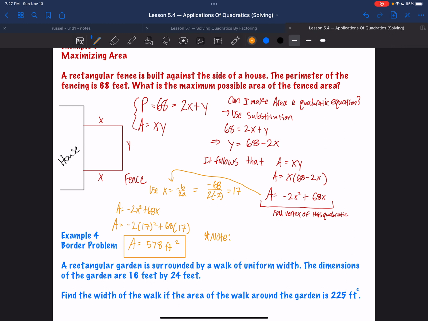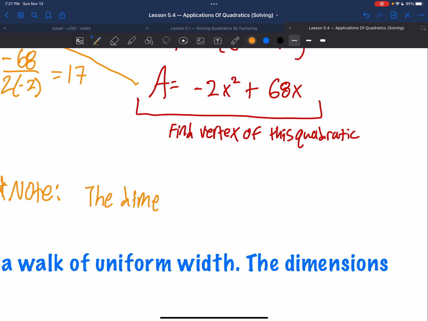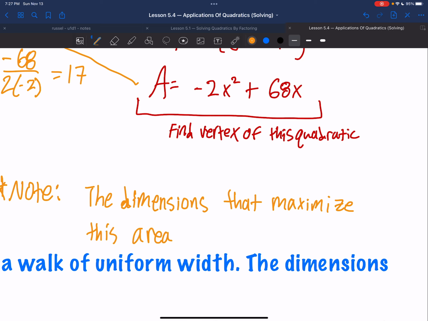Note the dimensions. I'm going to zoom in here. The dimensions that maximize this area are 17 feet by 34 feet, where x equals 17 and y equals 34.